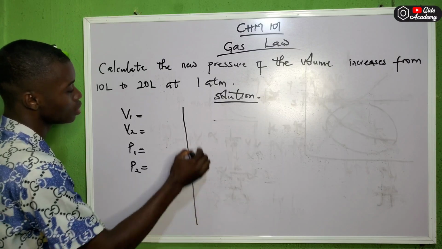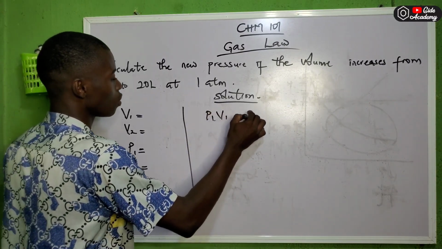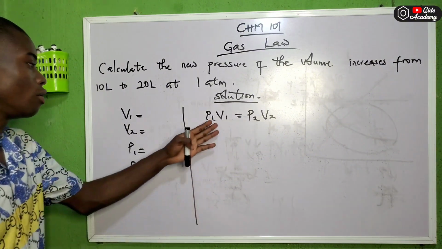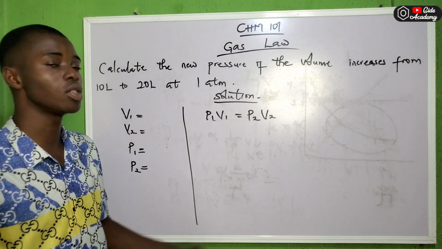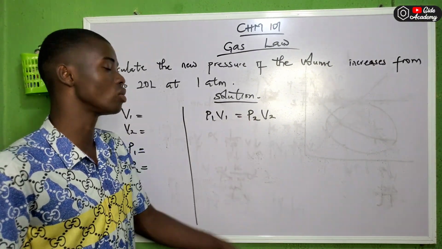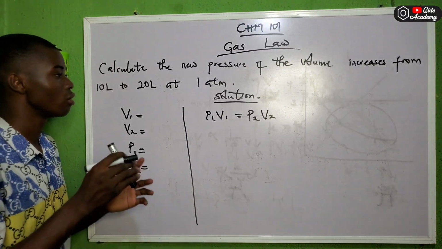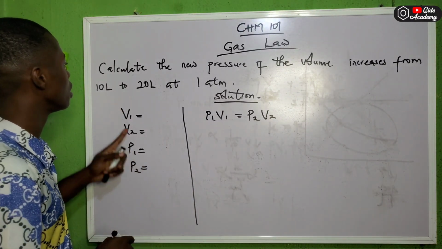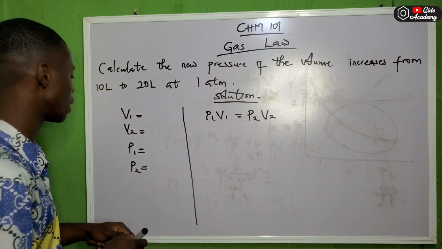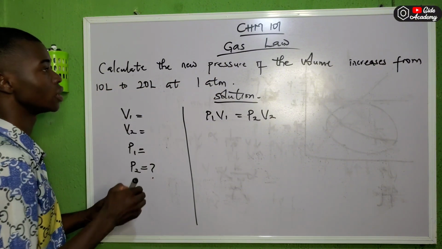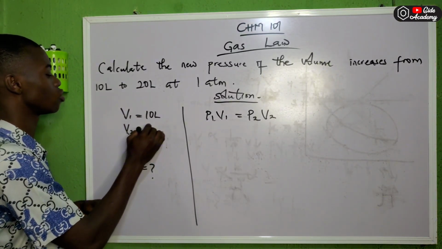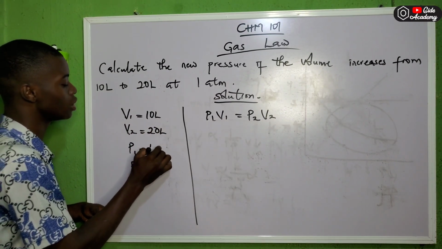Our formula remains P1 V1 is equal to what? P2 V2. Where P1 is our initial pressure, V1 is our initial volume, P2 is our final pressure, while V2 is our final what? Volume. Now look at this closely. Calculate the new pressure. That means we are looking at the P2. If the volume increases from 10 liter to what? To 20 liter at 1 atm.